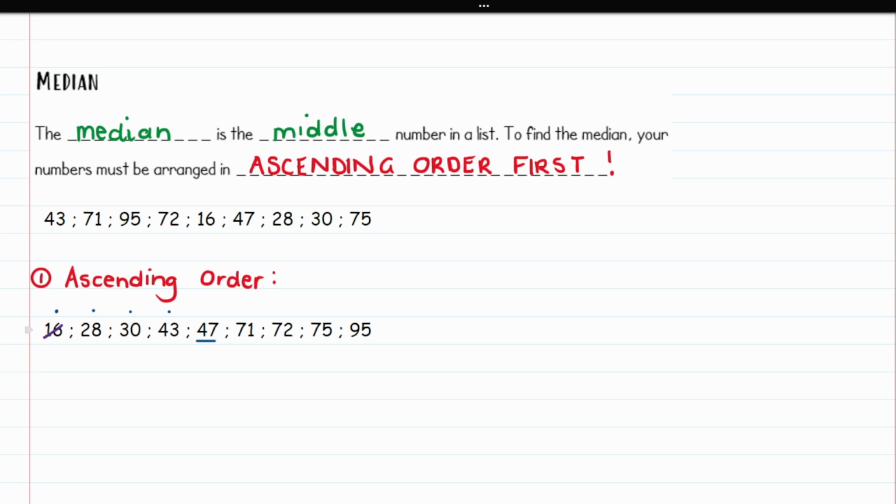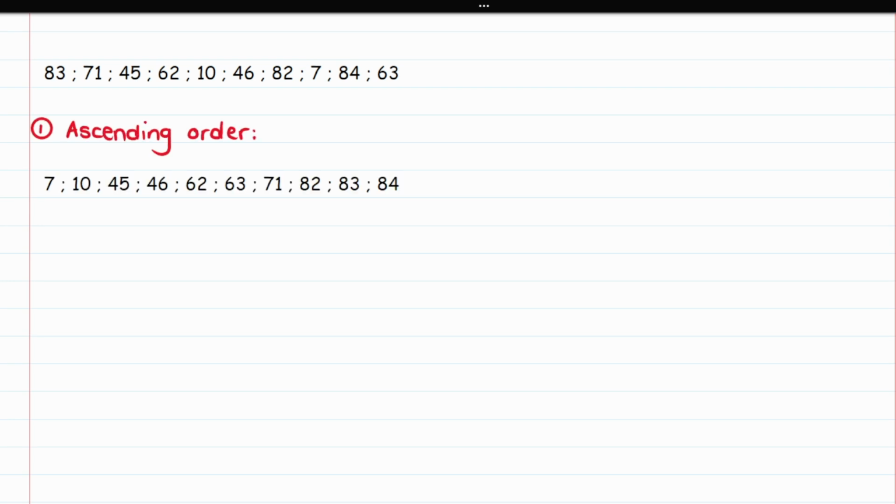Or, a much easier approach is to just cross off the beginning and the end as you make your way to the middle. Just don't lose track along the way. Here you can see that the median is 47. Take a look at the next one, which is a bit trickier. Before we can find the median, we need to arrange these numbers in ascending order first. So this gives us 7, 10, 45, 46, 62, 63, 71, 82, 83, and 84.